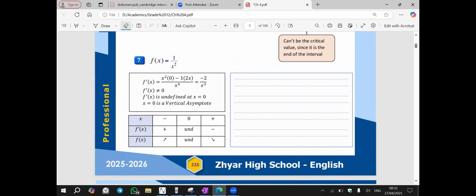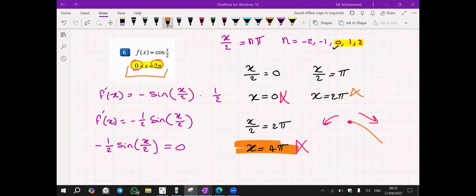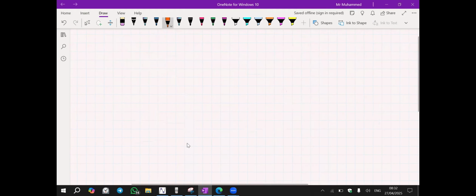Now let's solve this one. Question 7. Question 7 is 1 over x squared. To find derivative, we can use a quotient rule or we can use the fast way. The fast way is like this. F prime x is equal to, since we have x with power in the denominator, add 1 to the power, x power 3. And this power, which is 2, multiplied by numerator and add a negative. So negative 2 over x power 3 is the derivative.